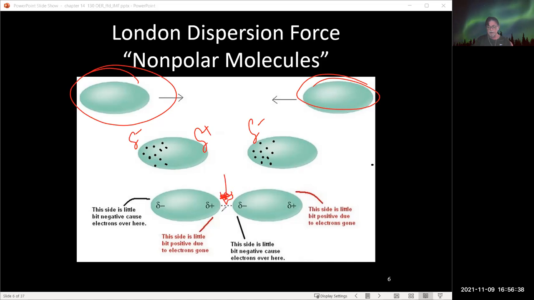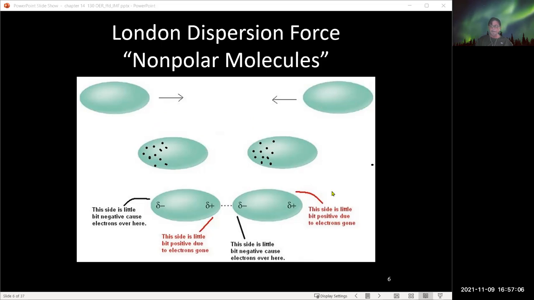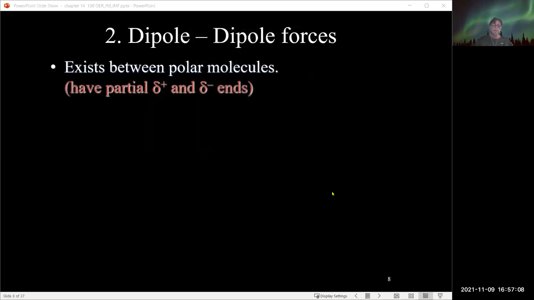It's a temporary interaction until such time as the electrons go back to a more stable state and they break apart. But this is an example of nonpolar molecules that generate a dipole, a temporary dipole, and it's very weak. And so we call this interaction London dispersion forces, okay? London dispersion forces. And as I stated, they're weak forces.